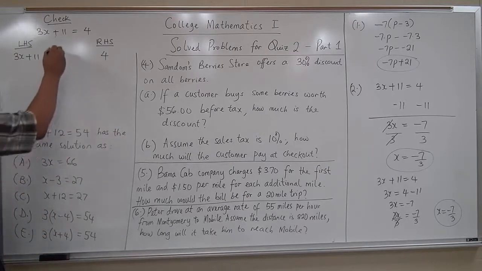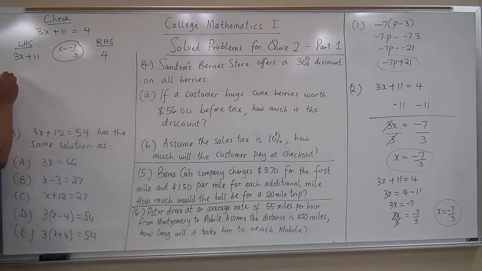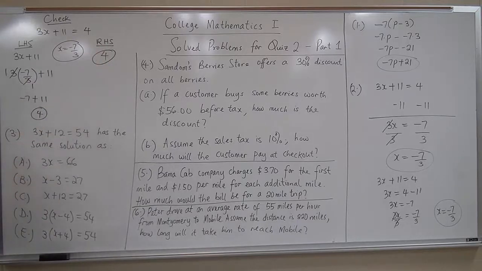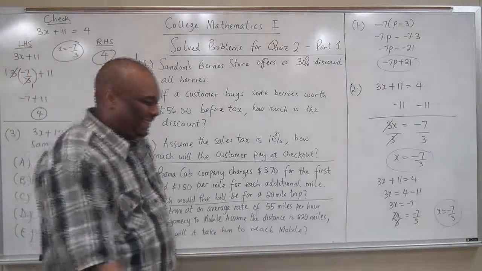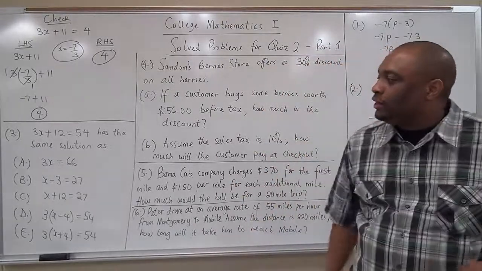So we just substitute. We got our x to be negative 7 over 3. 3 times negative 7 over 3 plus 11. 3 into 3 is 1. We now have negative 7 plus 11. You owe 7, you have 11. That means you have 4. 4 on your left-hand side, 4 on your right-hand side. You can drink some water now. Okay, we are done with question 2.